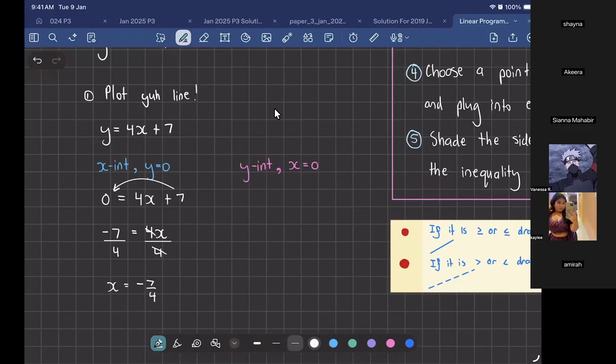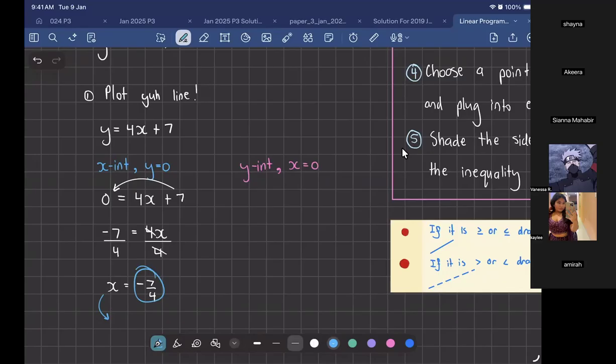So you see that -7/4? Do you know what that value is going to tell us? Be honest with me. Let me know if you know. Not really. All right. What are we trying to find again? The x-intercept. And the x-intercept is where a line cuts which axis? The x-axis. Right. So in other words, our line is going to cut the x-axis at -7/4.